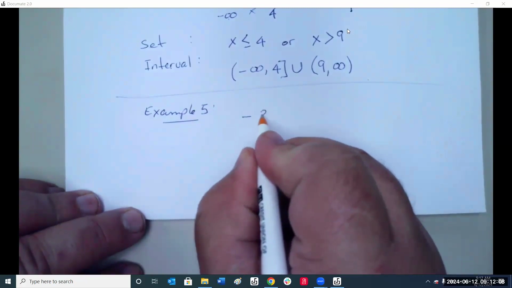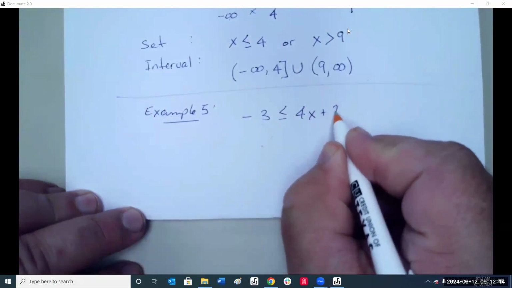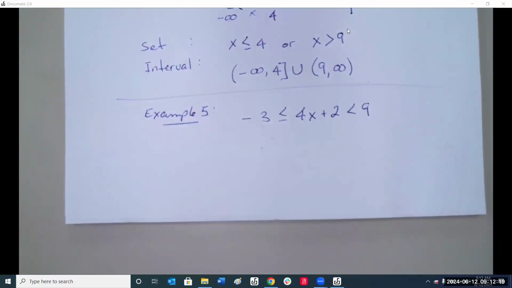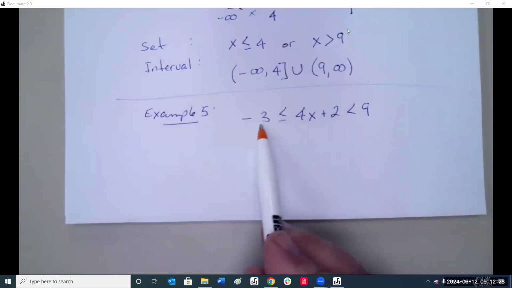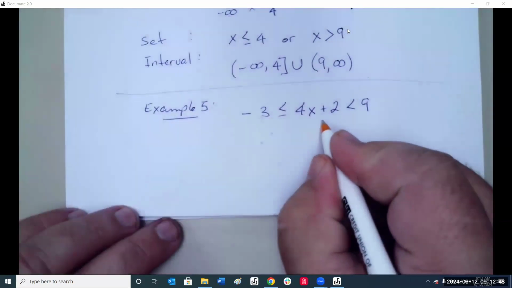Example 5. We can have three parts. This is actually two different statements on here. This says greater than or equal to negative 3, and this is strictly less than 9. So it's two parts we're looking at. What are we solving for? Always solve for x. So what do we do first? Subtract 2 from all three sides, right?